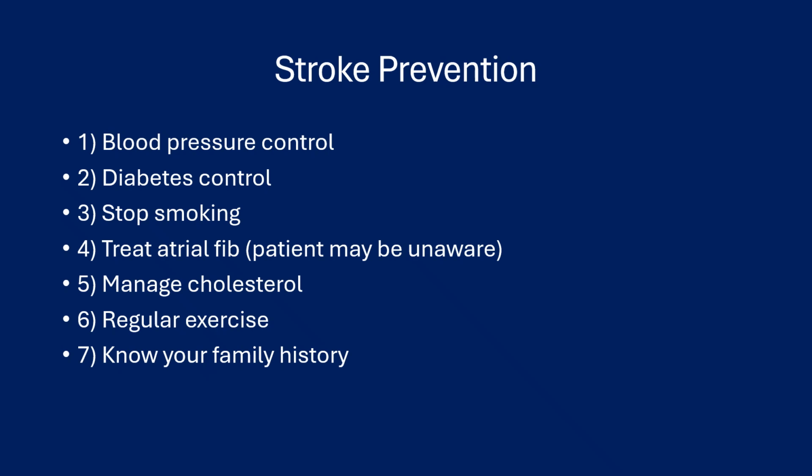Treat atrial fib, patient may be unaware they're even in atrial fib. Manage your cholesterol, very hard to do sometimes for some patients, particularly with poor dietary habits. Regular exercise, critically important for a variety of reasons. Know your family history. If you're a high risk candidate, you certainly need to be taking extra steps to prevent that first stroke.